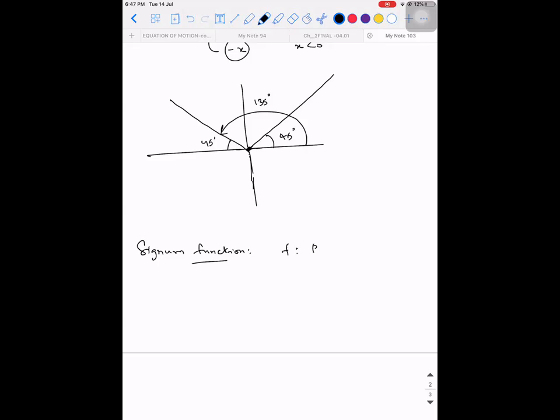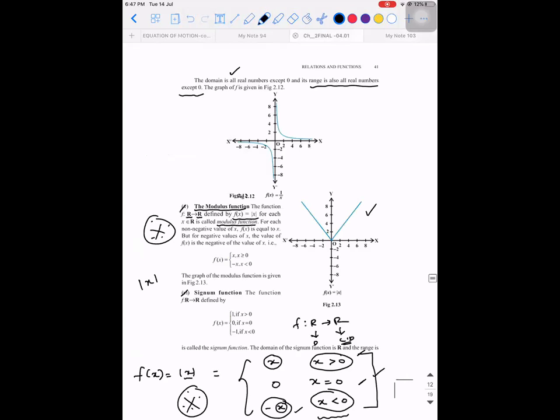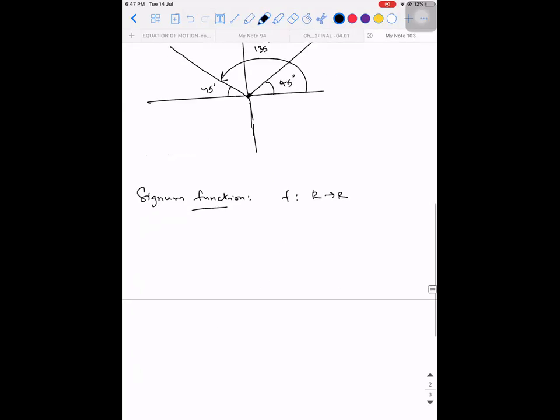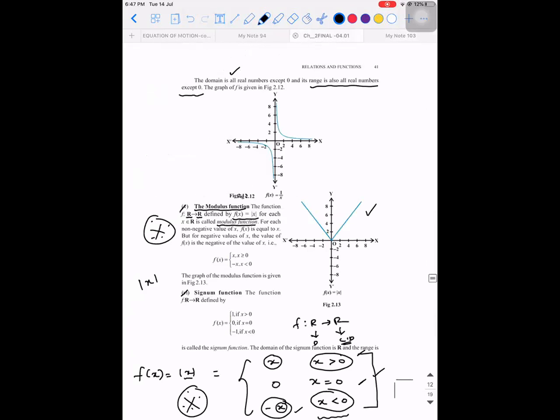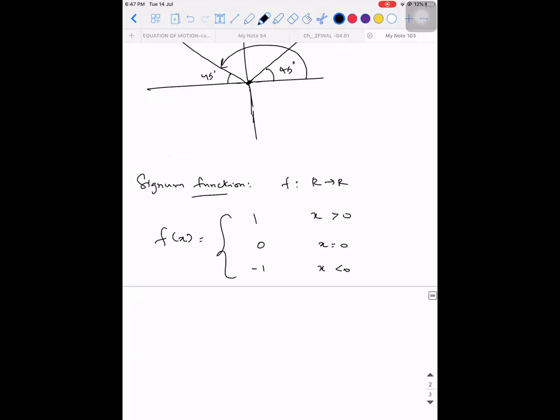So the signum function is also a function defined from R to R. f of x is equal to 1 when x is greater than 0, 0 when x is equal to 0, and minus 1 when x is less than 0. If you are able to define a function like this, then this type of function is what is called a signum function.